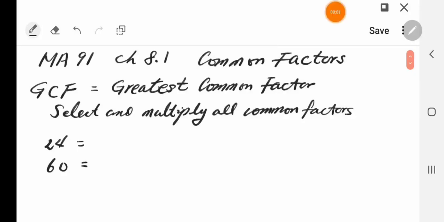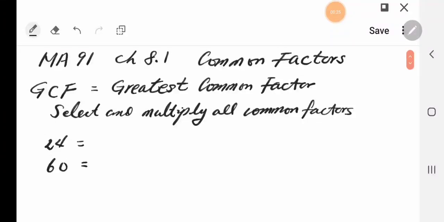Chapter 8.1 Common Factors. For these common factors, we need to know the definition of greatest common factor, GCF. The GCF among some numbers is the multiplication of all common factors. Let's find the GCF, the greatest common factor, of these two numbers, 24 and 60.